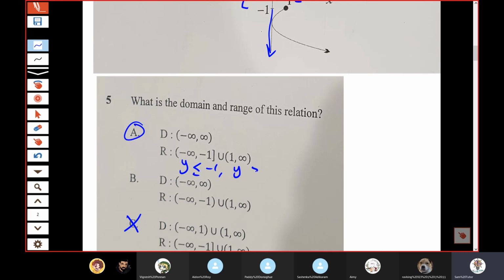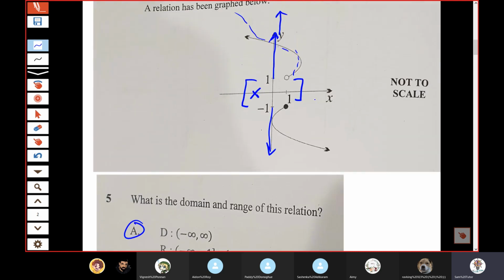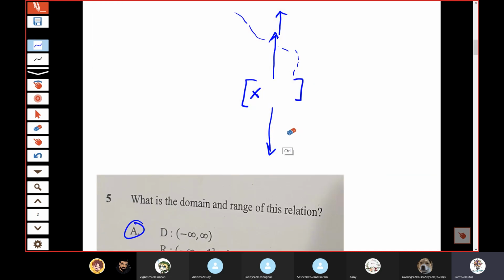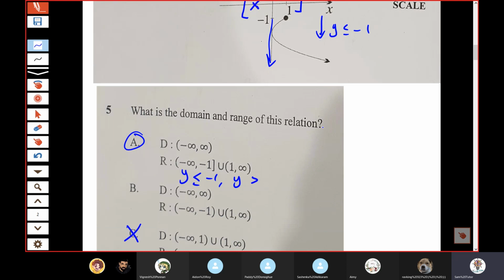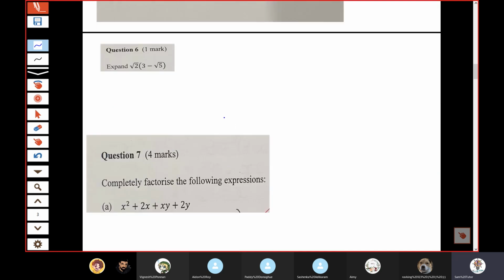So another way to see this is y is less than or equal to -1. This is y is bigger than 1. Y is less than or equal to -1. Y is bigger than 1. Does that make sense? Anyone at home have any questions? No? Okay.